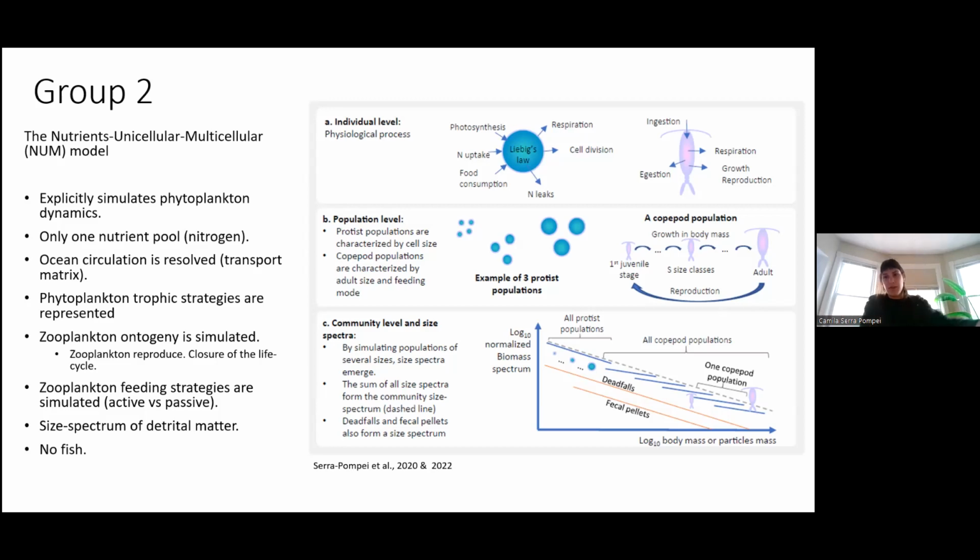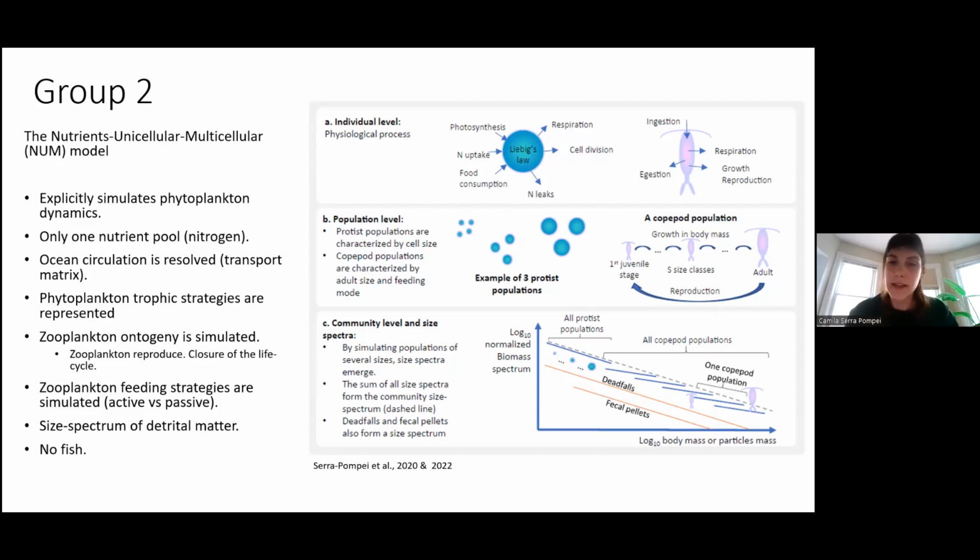Ocean circulation is resolved, but we don't really use the fully resolved physics of an ocean circulation model, but rather we use what's called a transport matrix, which simulates a transport between bins in the model, let's say. The physics are not explicitly resolved, and it's nice to use this because it's just faster to run. Yeah, we have zooplankton ontogeny, and we do have the life cycle closed, so they have to fully reproduce. And then we differentiate feeding strategies, active versus passive. This is relevant because one is more sit and wait and doesn't spend energy, while the other is actively looking for food and spends more energy.